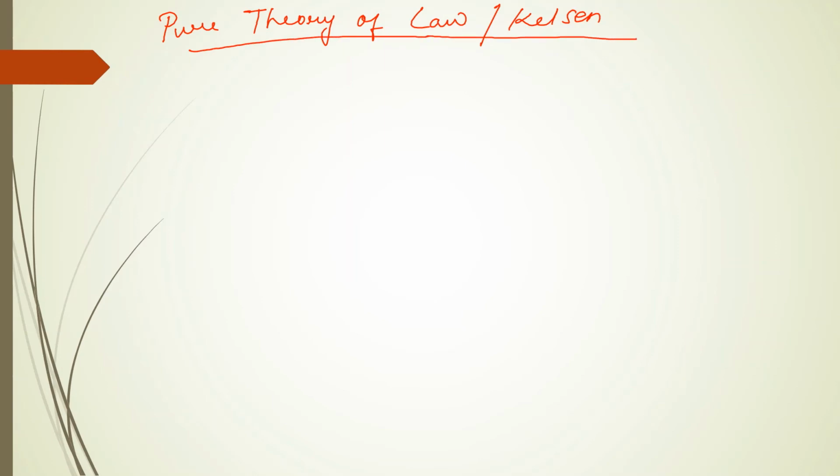Okay. Now, the next topic is the pure theory of law. On the other hand, we also call it Kelsen's theory of law. Kelsen is a person, Hans Kelsen, who actually explained this theory. We call it the pure theory. So let us understand what this pure theory of law is.